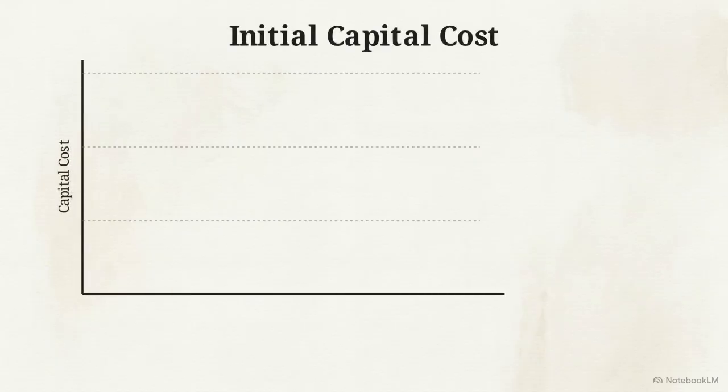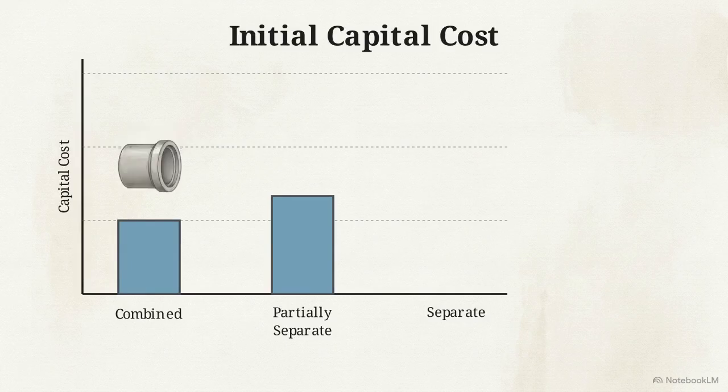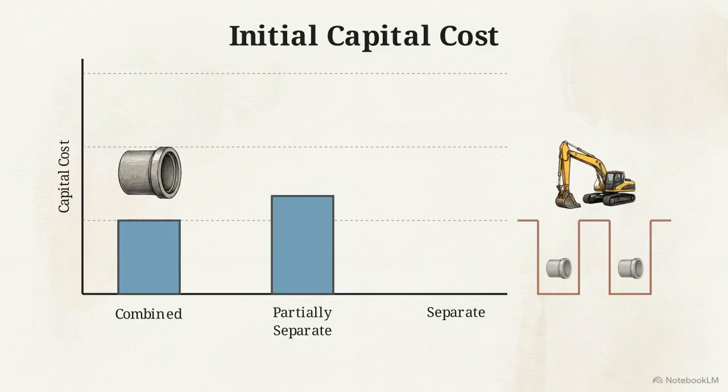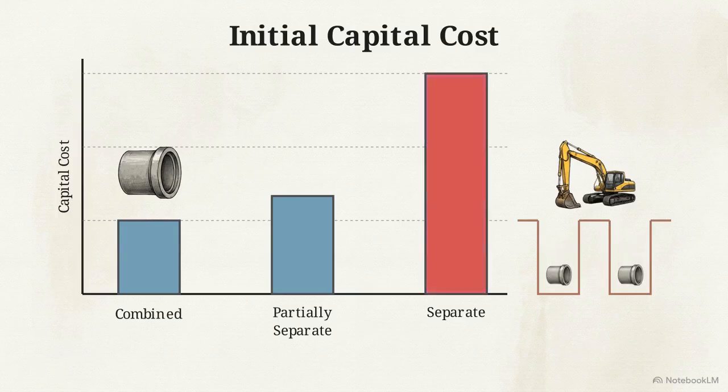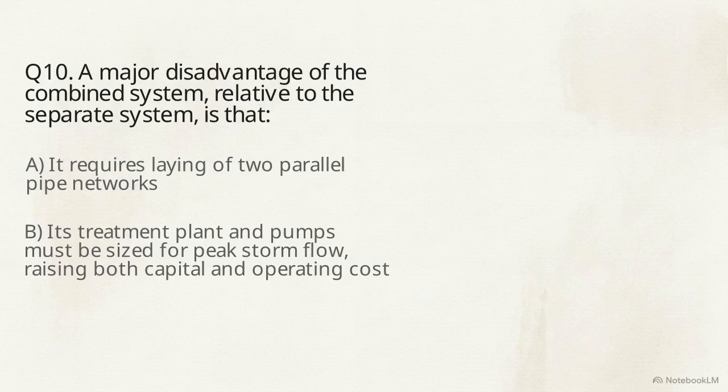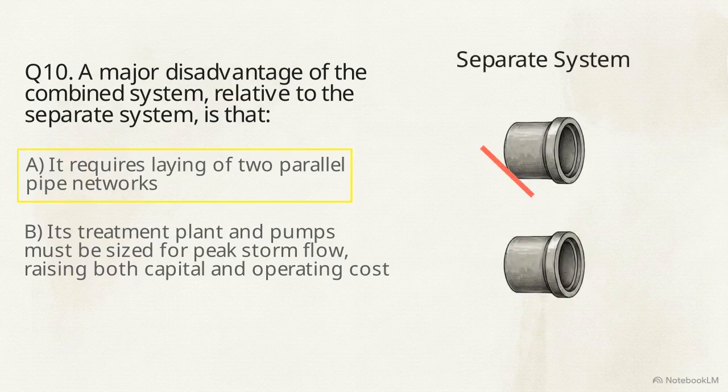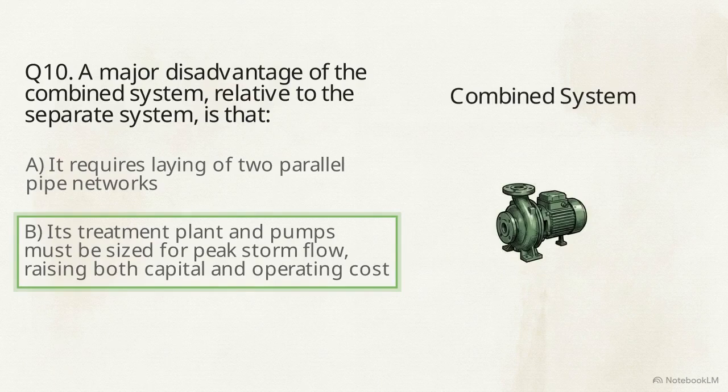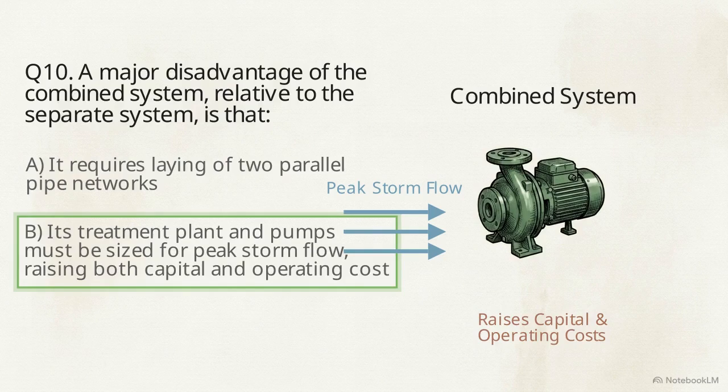Question 9 addresses capital costs. While a combined pipe is larger in diameter, the separate system requires excavating and laying two completely independent pipe networks. This makes the separate system the most expensive to construct. The correct answer is option C. Now look at question 10. Examiners often present a valid feature of a separate system as a distractor for a combined system question. Option A, requiring two parallel networks, is a disadvantage of a separate system, not a combined one. The actual disadvantage for the combined system is option B. The treatment plant and pumps must be sized for peak storm flow.